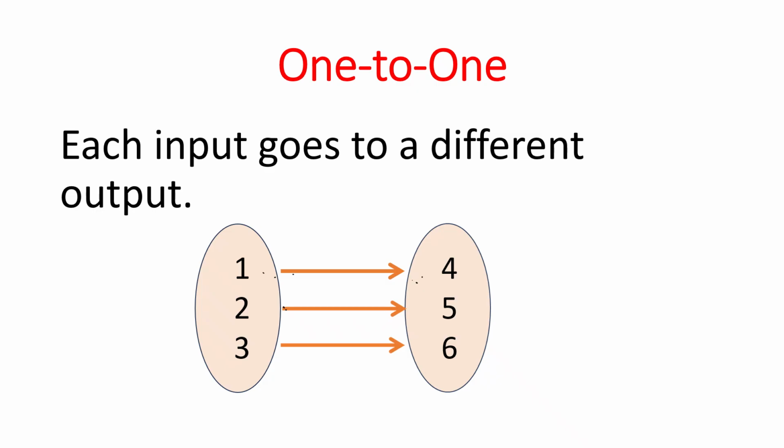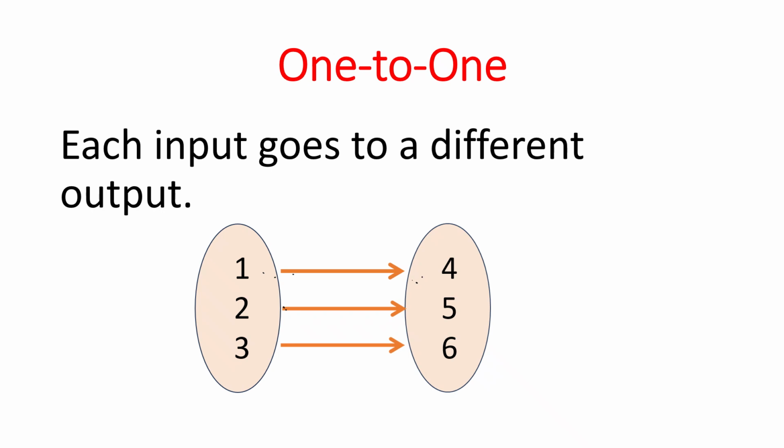One-to-one functions are also called injective functions. For one-to-one function, each input goes to a different output. Means no two different numbers in domain should share the same answer. Or in simple words, no sharing is allowed. Here in this example, 1 is mapped with 4, 2 is mapped with 5, 3 is mapped with 6. For each input, the answer is unique.